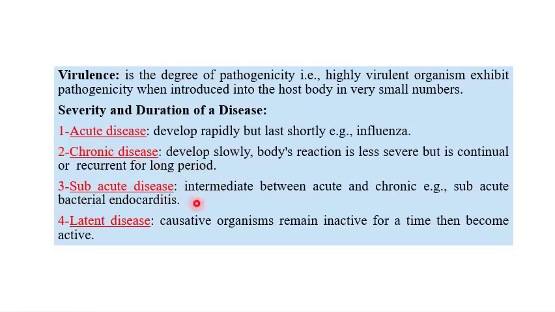Subacute disease is intermediate between acute and chronic. Such an example we're going to deal with إن شاء الله برضو اللي هي subacute bacterial endocarditis. هناخدها مع streptococci. Latent disease هنا causative organisms remain inactive for a time. يفضل ممكن في الانكيوبيشن period of a certain disease فبيفضل latent الأورجانيزم، بعد كده بيبتدي يظهر and becomes active.